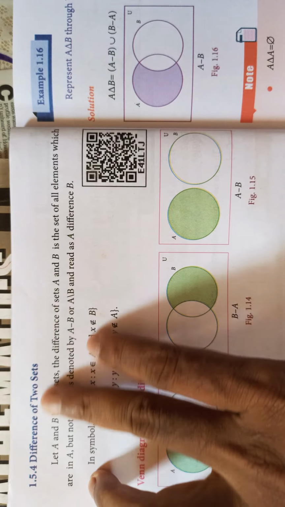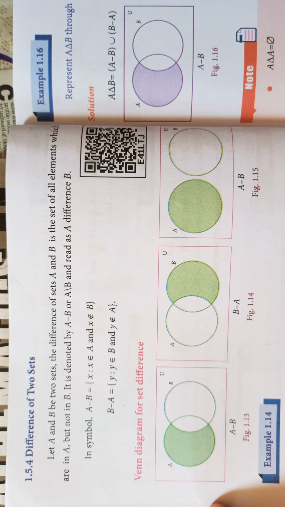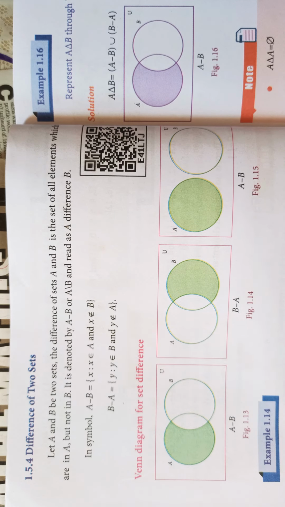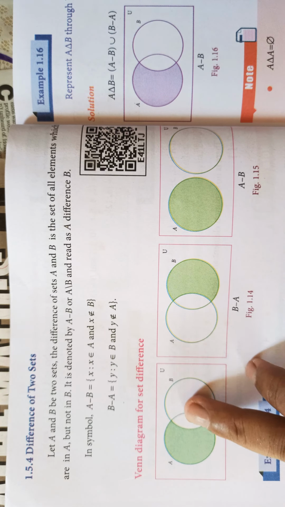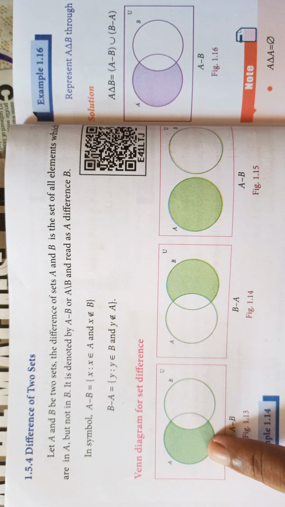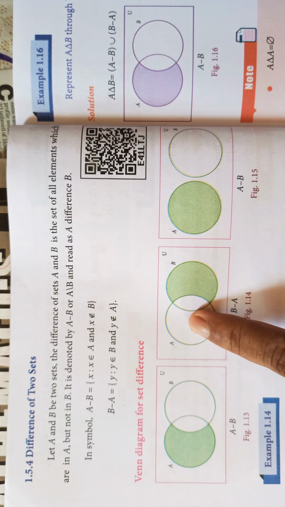The difference of two sets. Now we are coming to the next part, that is called difference of two sets. As you can see, the Venn diagram for set difference A minus B: from A, B will be completely excluded, so you are left with A minus B. B minus A: from B, A is completely excluded.